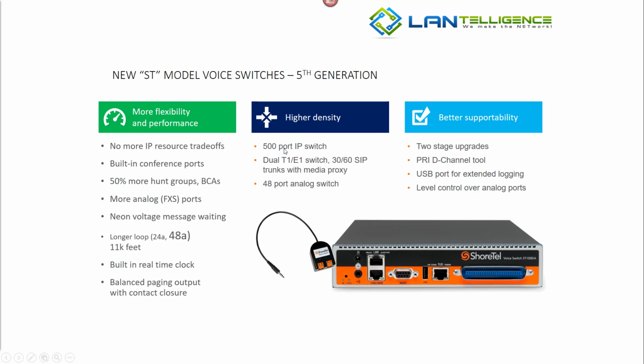Some of the other things, higher density. You have a 500 port IP switch, a physical appliance that does 500. As I mentioned on the virtual, based on the number of cores, it'd be 500 or 1,000. You'll have a dual T1 E1 switch. Okay, so you'll have a double PRI switch or an E1 switch with media proxy, and it can do SIP trunks as well.